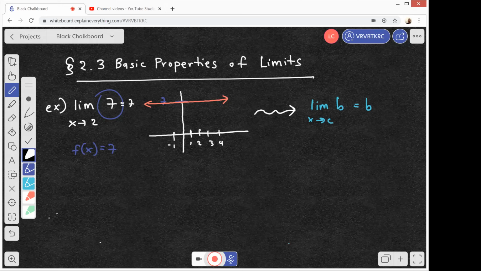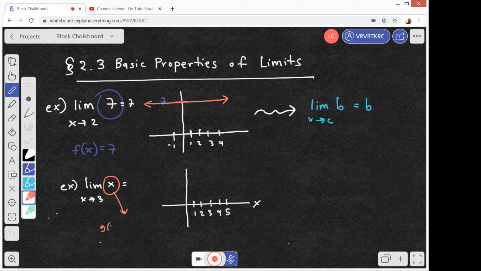The limit of x as x approaches 3. What is that? That is the question. So let's draw a quick graph. If we have the x-axis, we can label the x-axis. Here we have 1, 2, 3. We know we're approaching 3 on the x-axis. The function is this guy right here. We're going to call that g of x equals x.